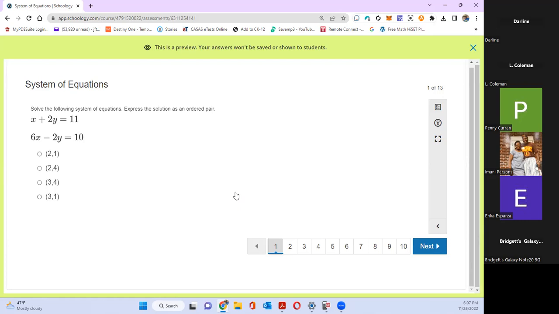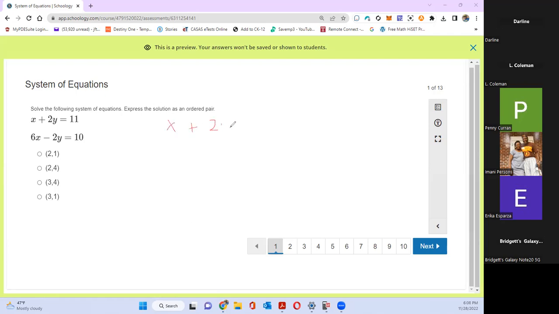So let's look at this problem right here. It says solve the following system of equations. Express the solution as an ordered pair. X plus 2y equals 11, 6x minus 2y equals 10. Does anybody have any idea how they would solve this problem? Because to me, it just looks hard. They would try to eliminate the 2y and negative 2y.